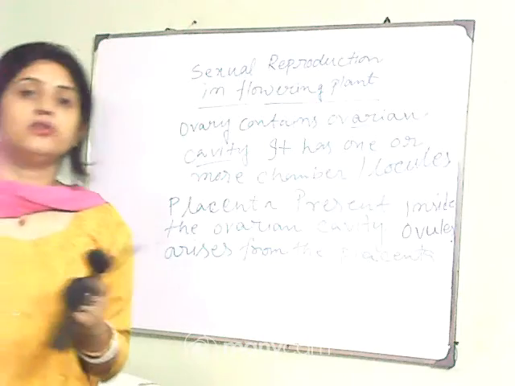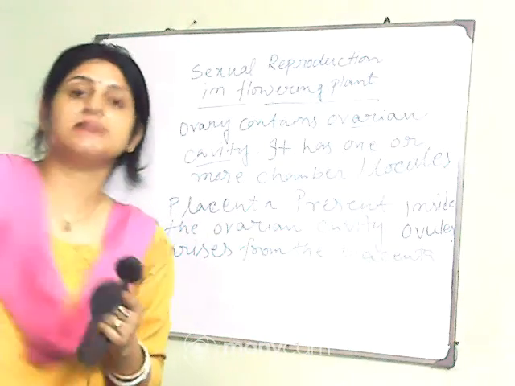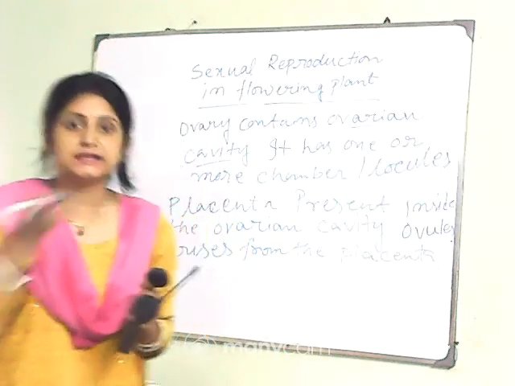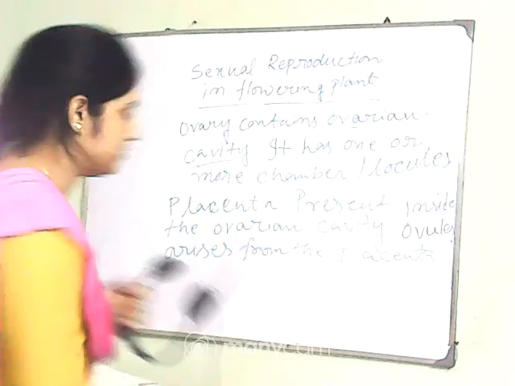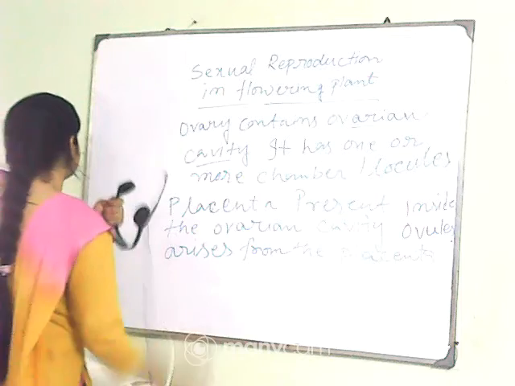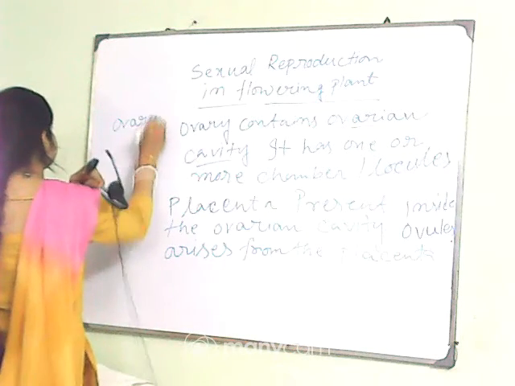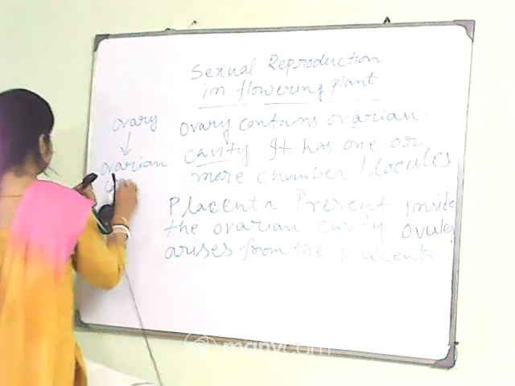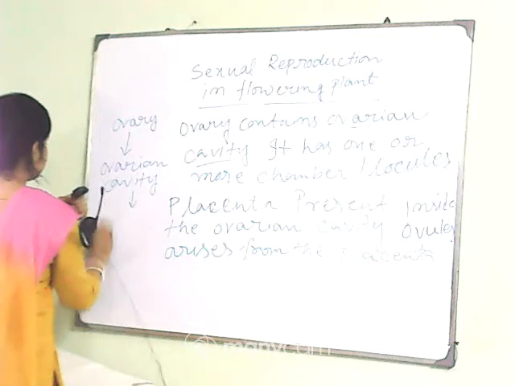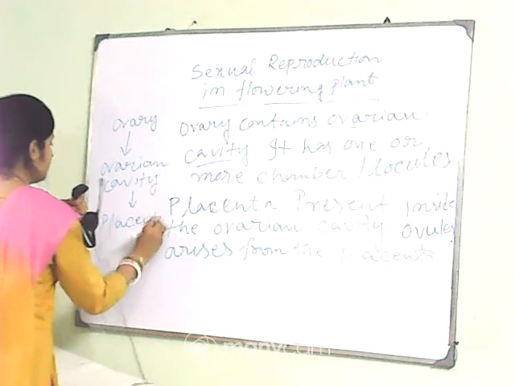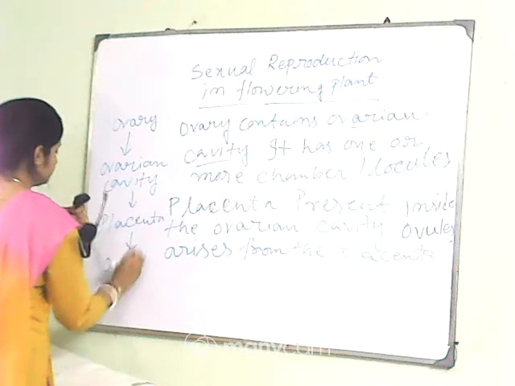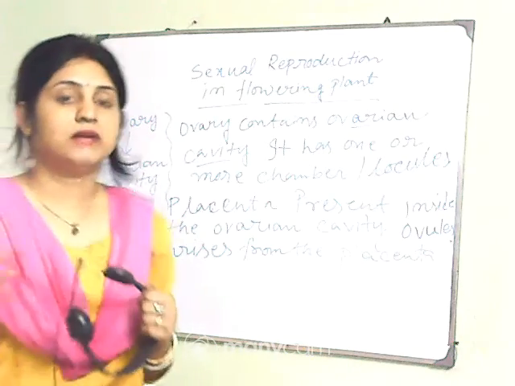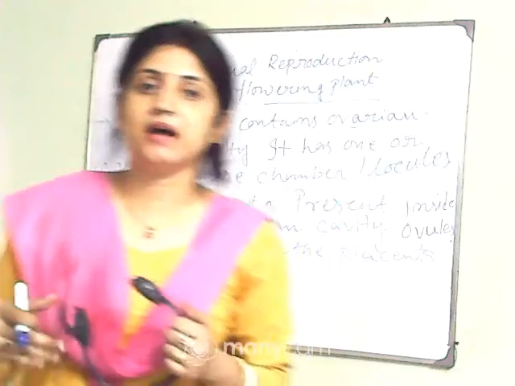First the ovary, inside the ovary there is the ovarian cavity, and inside the ovarian cavity there are some chambers, and inside the chambers the placenta is present, and the placenta helps in the formation of the ovules. So you can draw the arrows: ovary, ovarian cavity, then placenta, placenta to ovule. So this is the structure of the female reproductive organ, how the ovule is produced from the placenta.